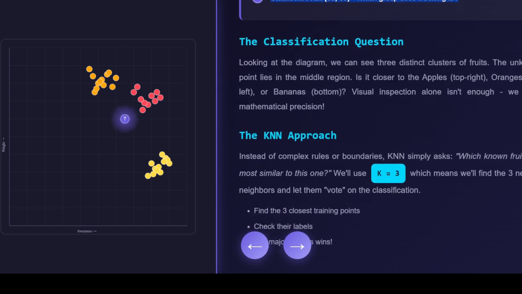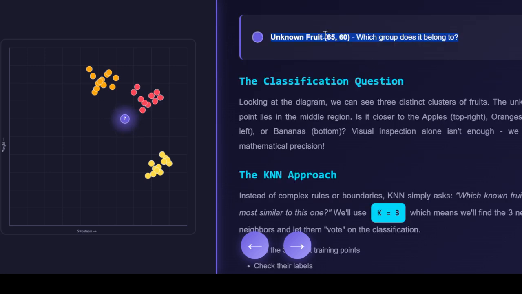Now let us consider k equal to 3. That means we are trying to identify 3 fruits which are nearer to the testing data point. Even k equal to 5 also: in that case we have to identify 5 training fruits which are nearer to the testing fruit. Even k equal to 7 you can consider: in that case we have to identify 7 training fruits which are nearer to the unknown fruit. Here I would like to use k equal to 3: the 3 fruits nearer to the test fruit, which is 65 and 60.